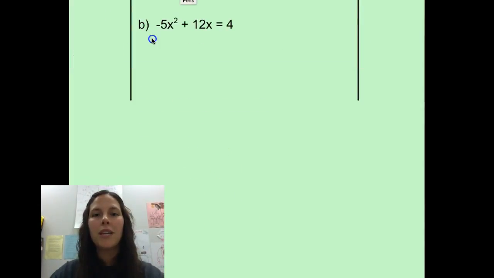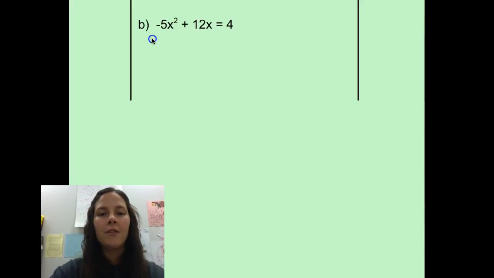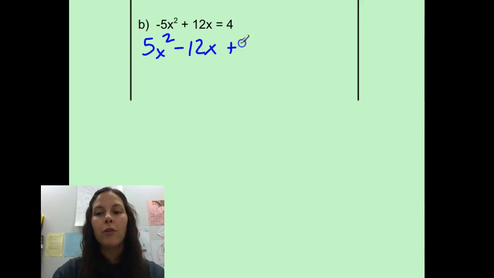For example B, we cannot solve by undoing because we have both an x squared and an x term. So we'll set this equal to 0 to see if we can factor. Typically, I would just subtract 4 from both sides. However, in this case, my x squared term is negative, and I like my x squared term to be positive.